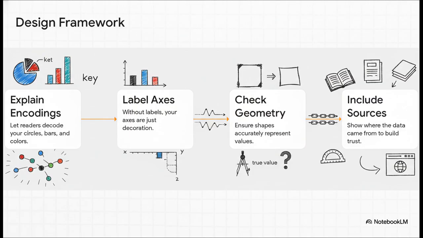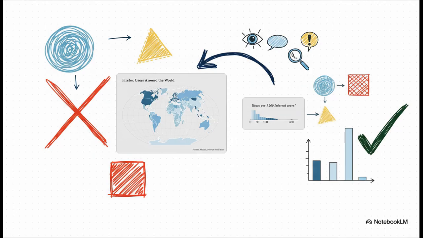Let's break them down. First up, explain your encodings. Now that's just a fancy way of saying, tell people what your colors, shapes, and sizes mean. Because if your reader can't decode it, the graphic is useless. On the left, that colored map is a total mystery, but you add the legend on the right, and suddenly the story becomes crystal clear.